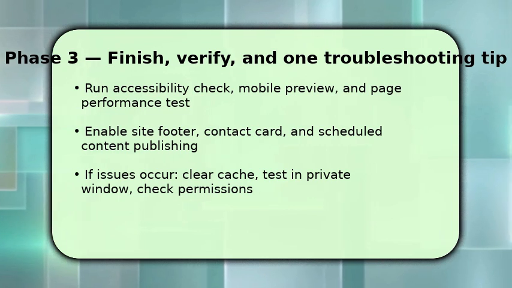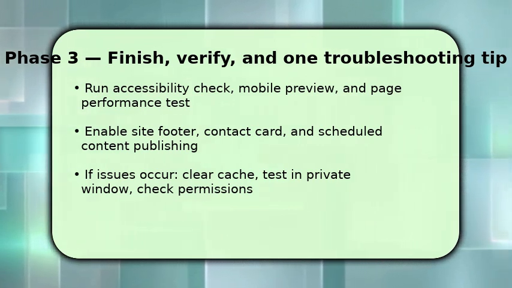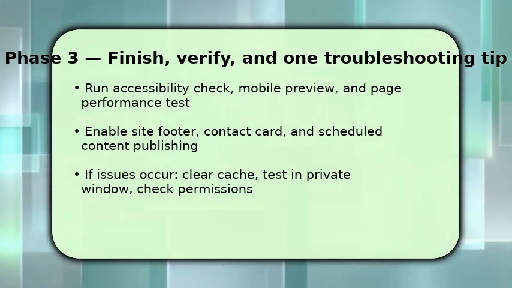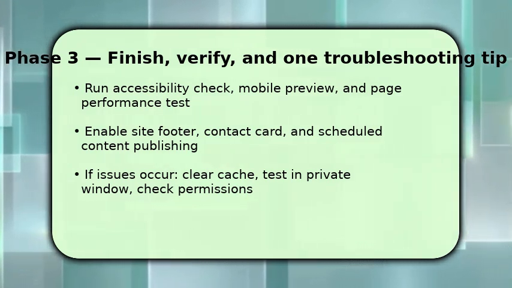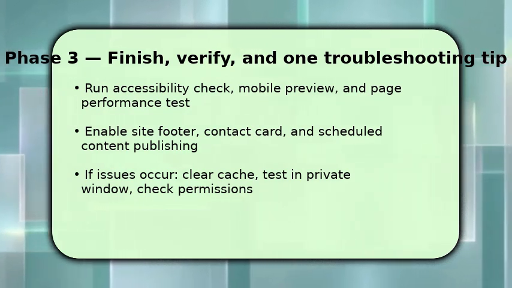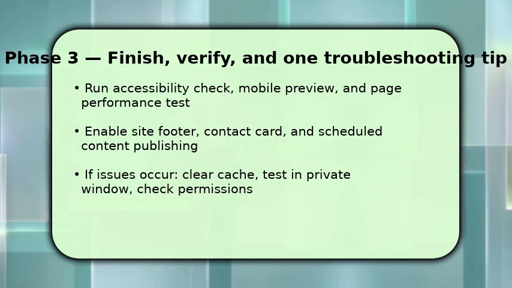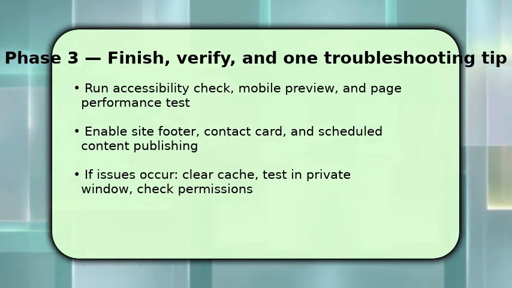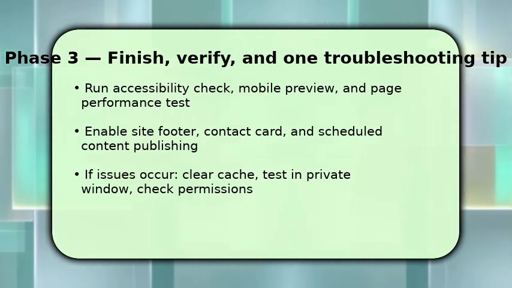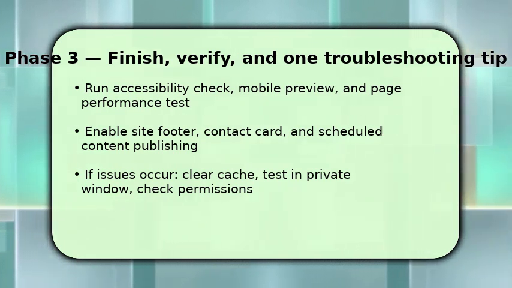Use performance metrics to reduce large images. Enable the site footer with contact info and set scheduled publishing for recurring updates. Once published, monitor usage and adjust components based on analytics. If something breaks, clear your browser cache or test in a private window, verify permissions, and then republish the corrected page. That resolves most common problems quickly.